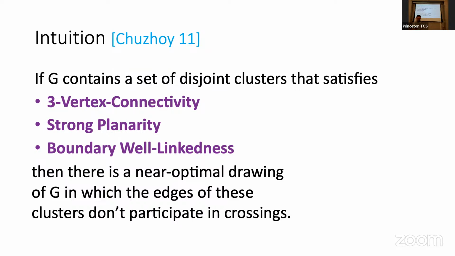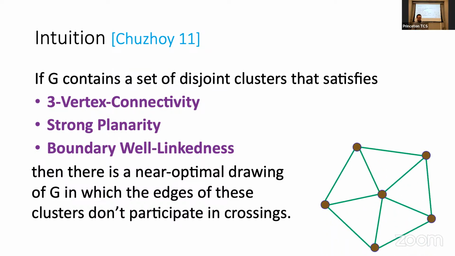So what is strong planarity? A graph is planar, but strong planarity also means we have deleted some edges in the graph. And these edges may be incident to some of the vertices in the remaining graph. Okay, so this is a connected component in the remaining graph, and we have deleted some blue edges. So we have deleted some edges so that some of these edges are incident to some vertices inside this cluster.